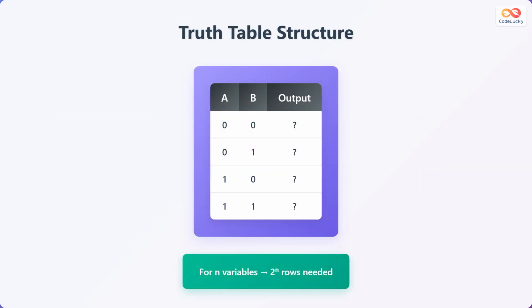Now let's understand how to structure a truth table. Typically, a truth table includes columns for each input variable, such as A and B, and a column for the output. The rows list all possible combinations of the input values. With the values 0 and 1 filled in for A and B, we need to determine the output for each combination. For an expression with n variables, you need 2 to the power of n rows to cover all possible combinations.